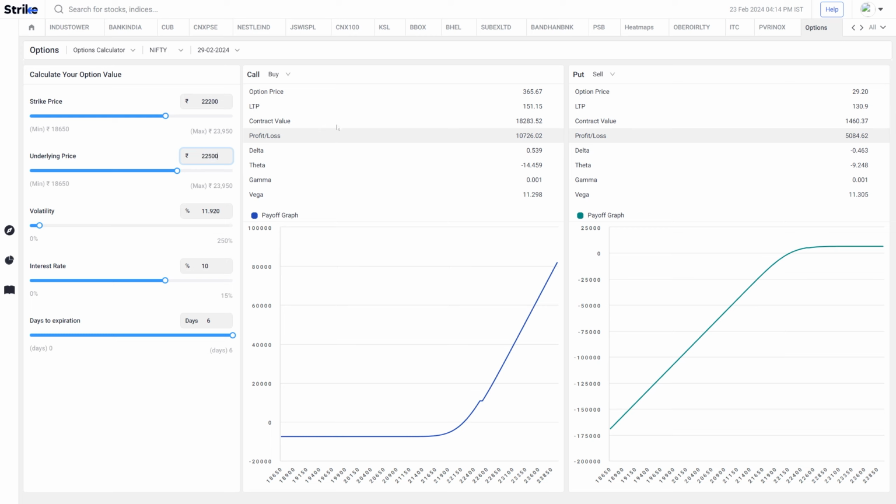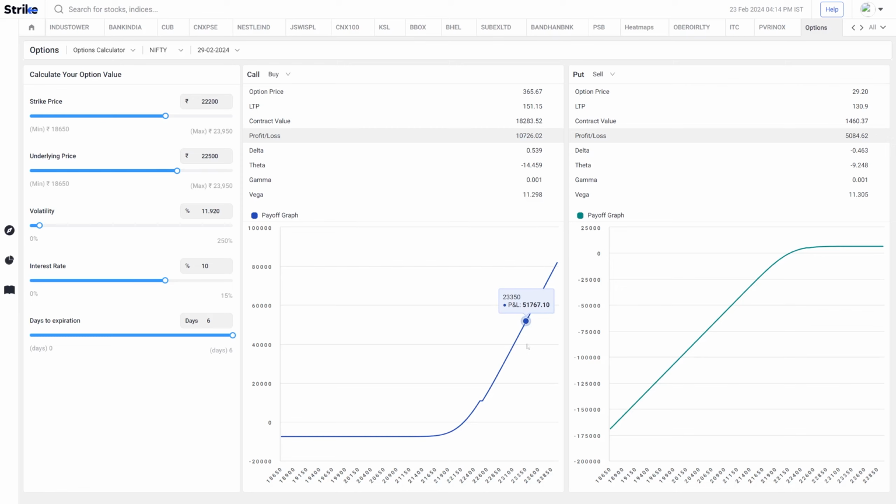So the system is telling me what could be the projected price based on these parameters for the 22,200 call of 29th February expiry. The expected price is coming out to be 365 and the current price is 151. It's telling me the probable profit and loss if I buy at the current price and my target is hit, multiplying it by the lot size, and the payoff graph is also given here.